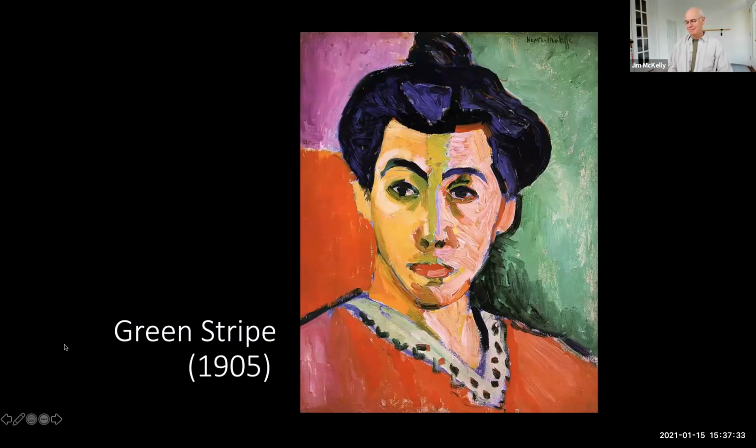Green stripe, and look at all the issues that I was just discussing. It's a very, very present, a big green stripe right down the bridge of the nose. And look at the difference between the left side of the face and the right side of the face as we look at the face.